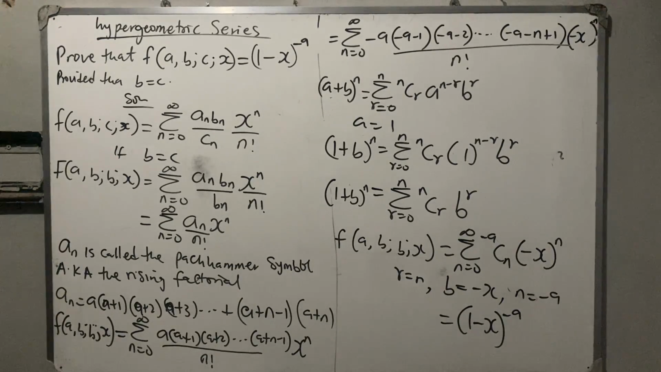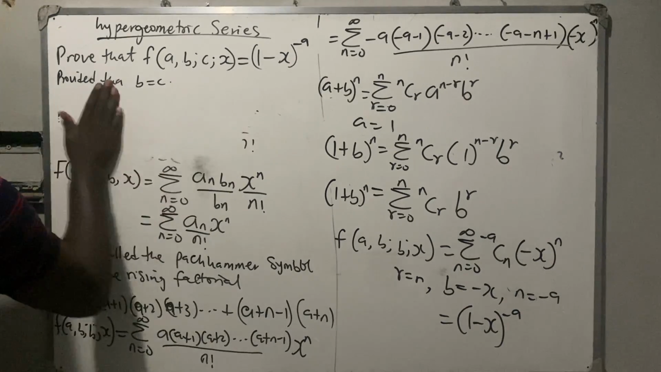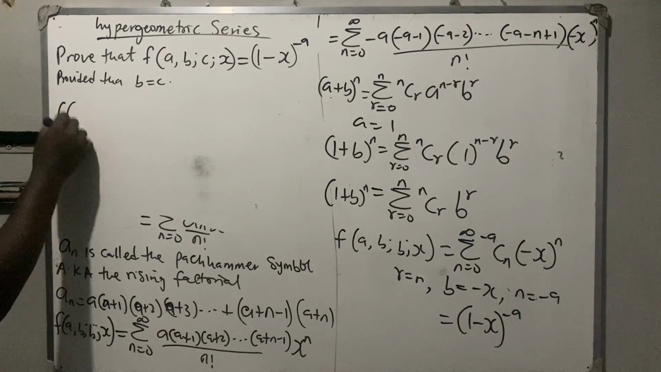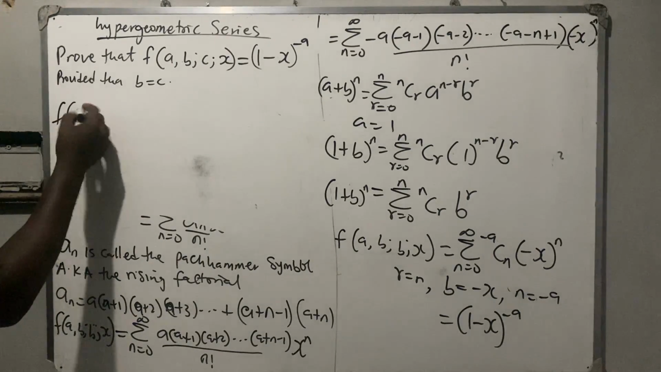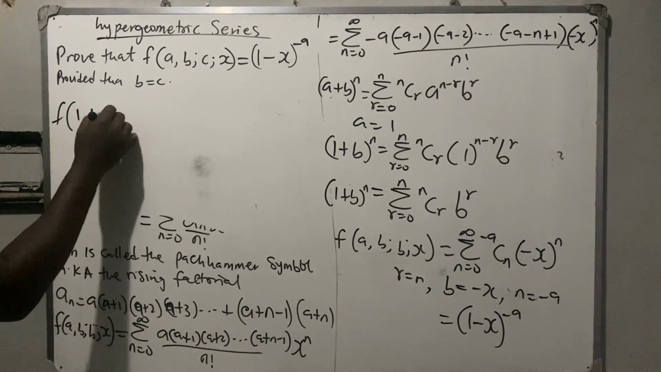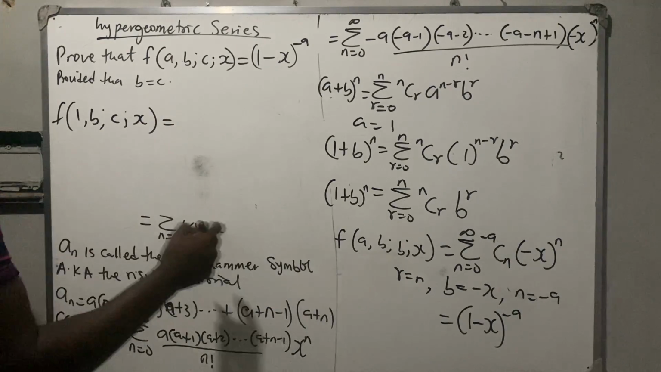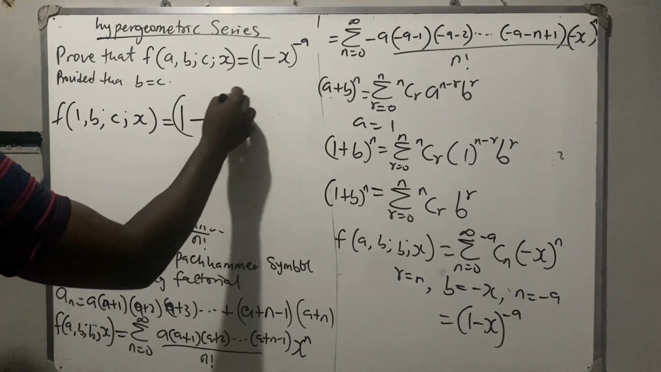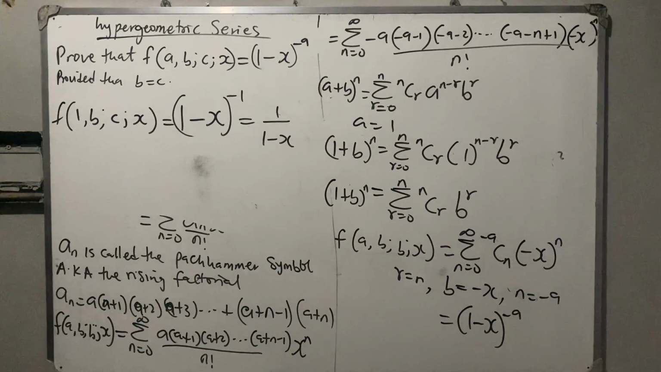So now an example is, if you know this now, and then maybe you are asked to prove f of 1, b, c, x. I hope you know that from here this is going to just be (1 - x) raised to power what? Minus 1, which is the same as 1 over (1 - x). Okay? Proved. Provided that b is equal to c.